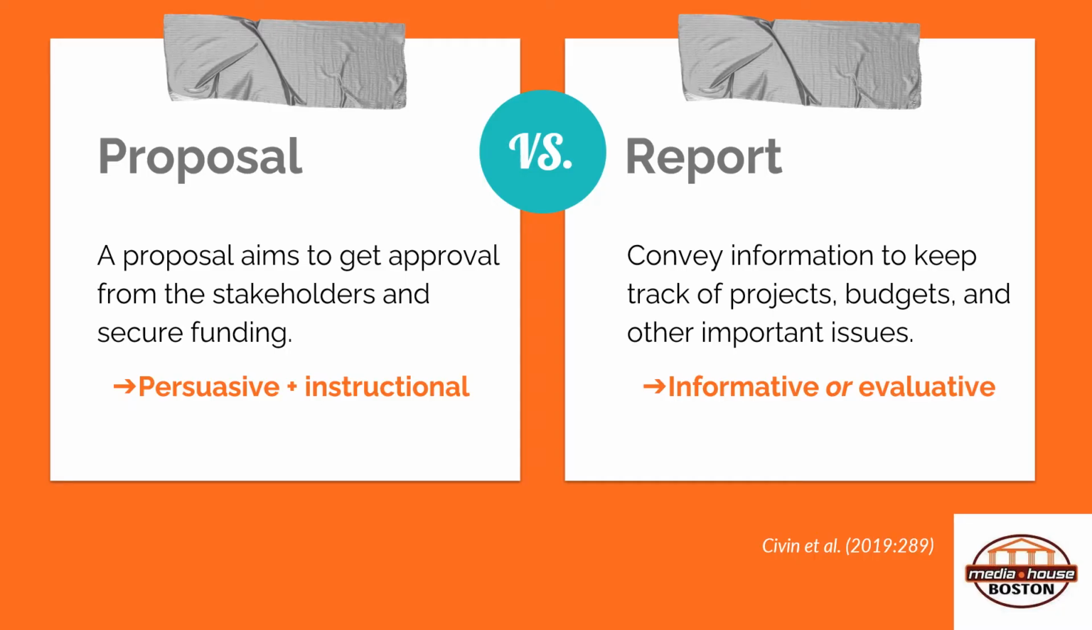So just to make sure that these two concepts are separate in your mind, a project proposal aims to get approval from stakeholders and secure funding. So it's persuasive and instructional. Meanwhile, a report is used to convey information to keep track of project budgets and other important issues. And a report can be either informative or evaluative. So it either gives objective facts or it evaluates information and then gives critical opinions on how to proceed.